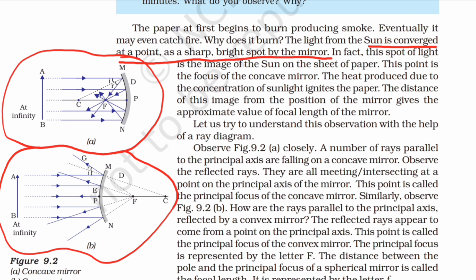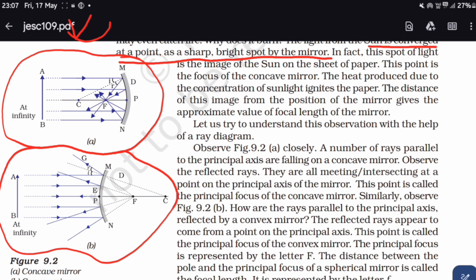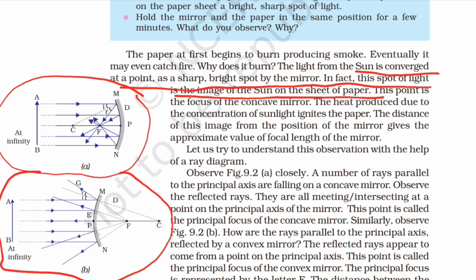Here I have shown and explained. All the radiation will reflect back. In fact, the spot of light is the image of the sun on the sheet of paper. In the sheet of paper, if you draw like this, all the radiation comes here and reflects back. If you keep the sheet here, at that point you will get a sharp point on the sheet.